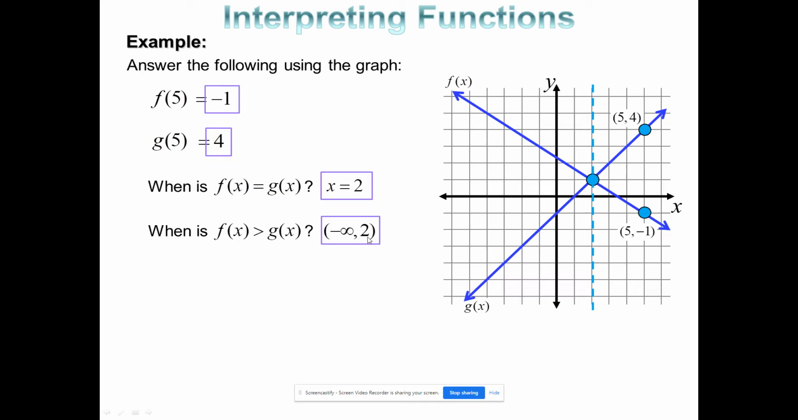And then 2, because we're only looking when f is greater than, not greater than or equal to, we'll use a parenthesis on 2. Now, if this had an equal to here, then the 2 would have a bracket. It's like a square.